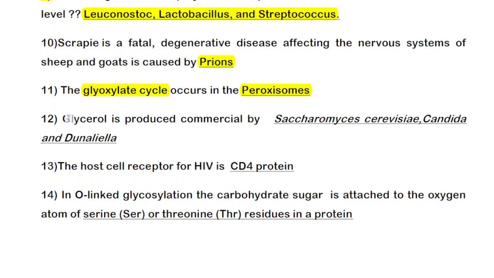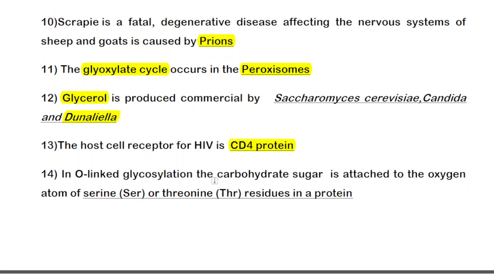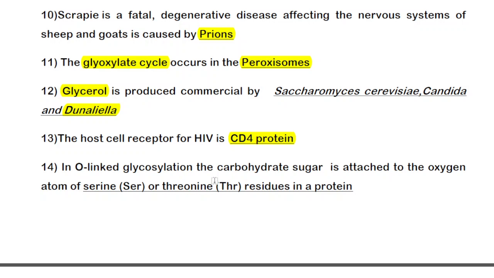12th question, glycerol or otherwise glycerin is produced commercially by, it is commercially produced both by yeast and green algae. Yeast includes Saccharomyces cerevisiae and Candida species, and your green algae include this particular species. 13th question. Host cell receptor for HIV is, it is your CD4 protein. Okay, so HIV will not infect all the cells of the body. They specifically infect your immune cells like CD4 T helper cells and your macrophages.